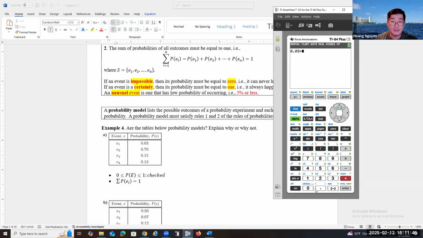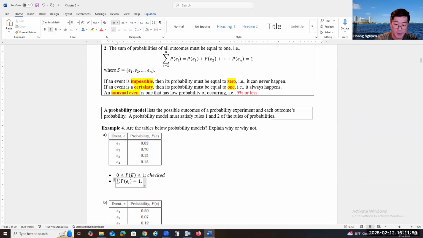0.03 plus 0.7 plus 0.15 plus 0.13. Are they equal to 1? So the answer is 1.01, which is more than 1. So it's failed, right? Okay.